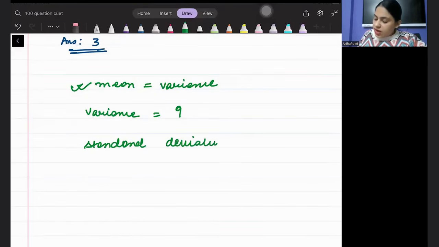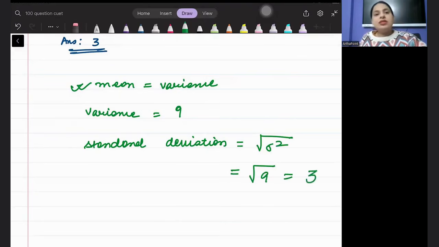Standard deviation will be under root of the variance. So under root of 9 will be 3. So the answer to this question should be 3. I hope this is making some sense to everyone.